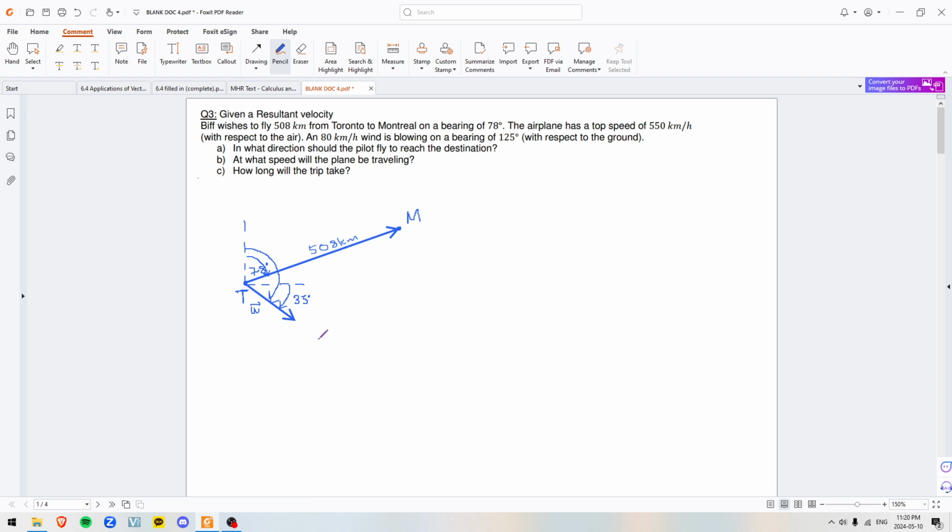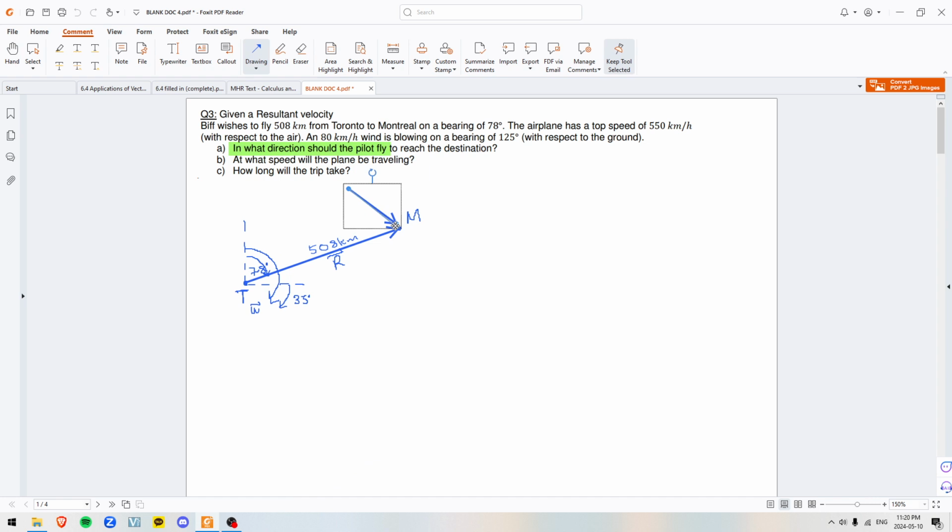Let's do it. The question says, in what direction should the pilot fly to reach the destination? It implies you've done a lot of questions like this already. What we want is from Toronto to Montreal to be my resultant. What does that mean, and why do they ask in what direction should the pilot fly? You might be thinking, can't you just fly at a bearing of 78? No, the question told you that there is a wind velocity.